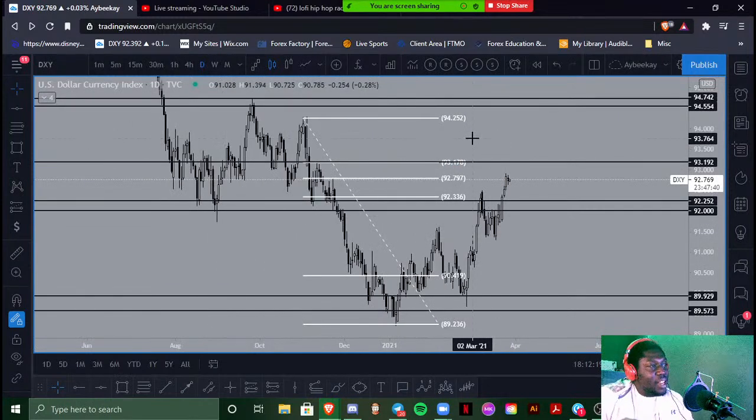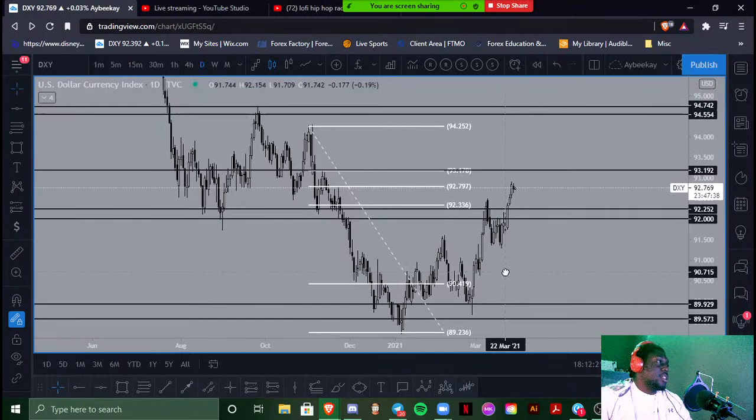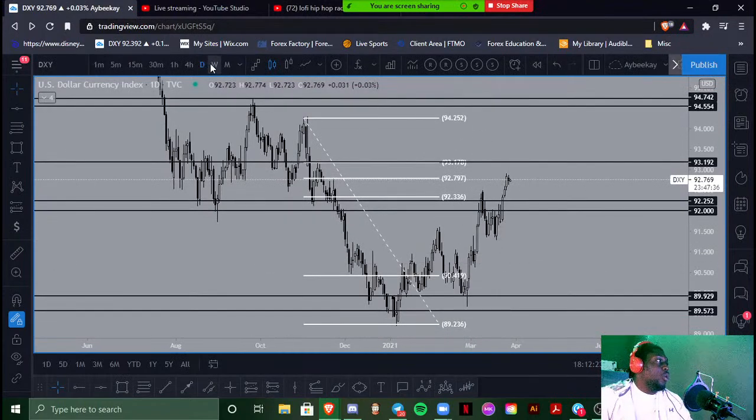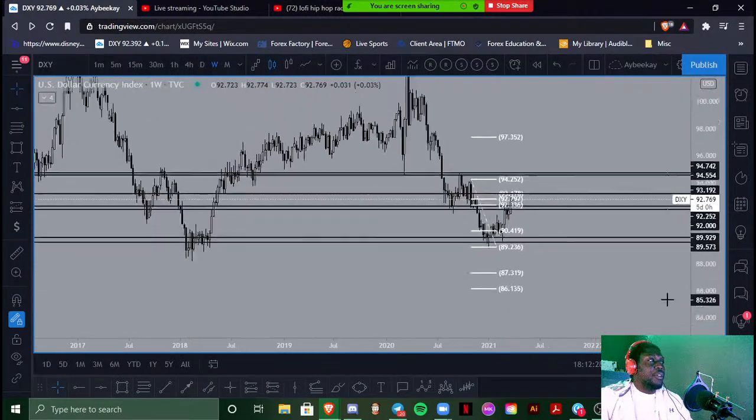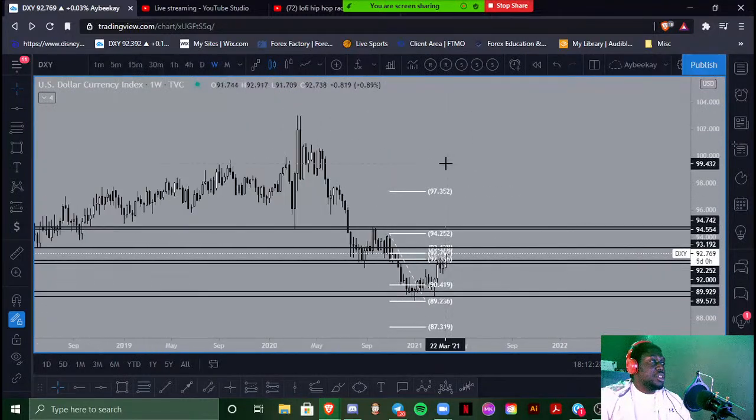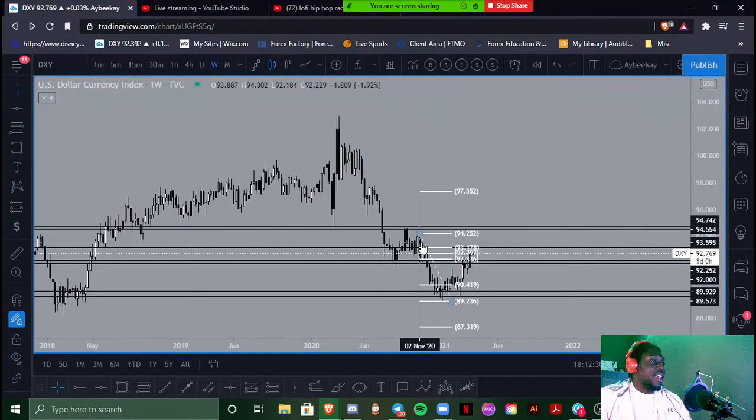And again, this is NFP week, so we could possibly be seeing some type of push to the downside, because overall, on the weekly time frame, we are very bearish. That's why I'm saying that as of right now, I can't really say in good faith that I am bullish on the DXY long term.